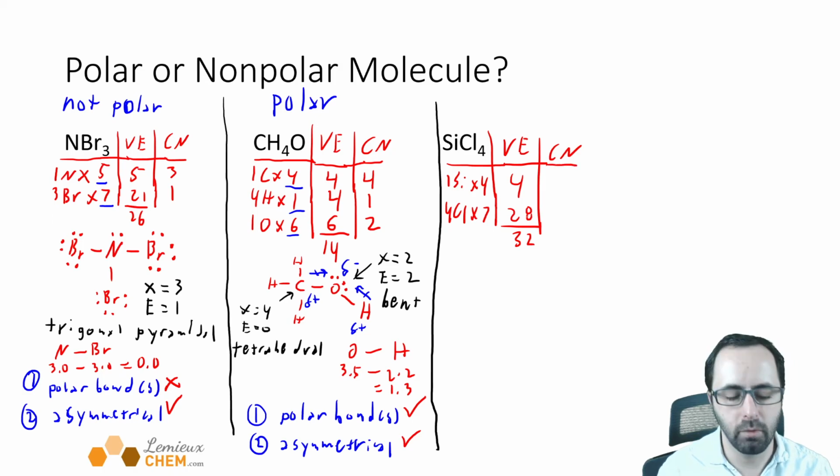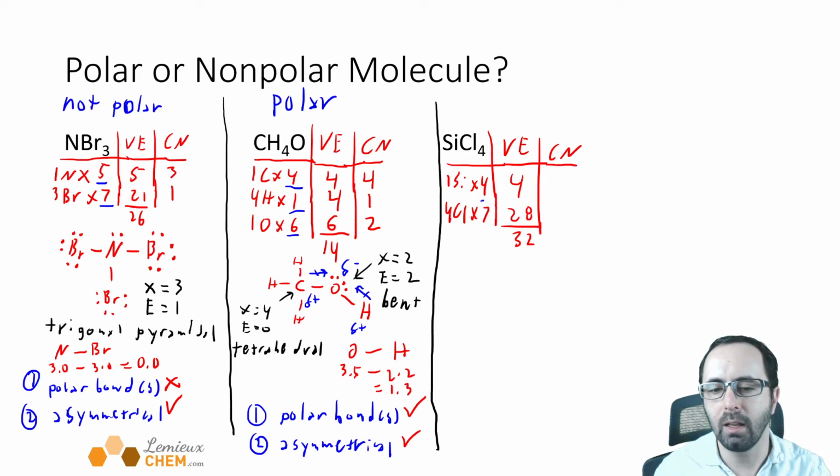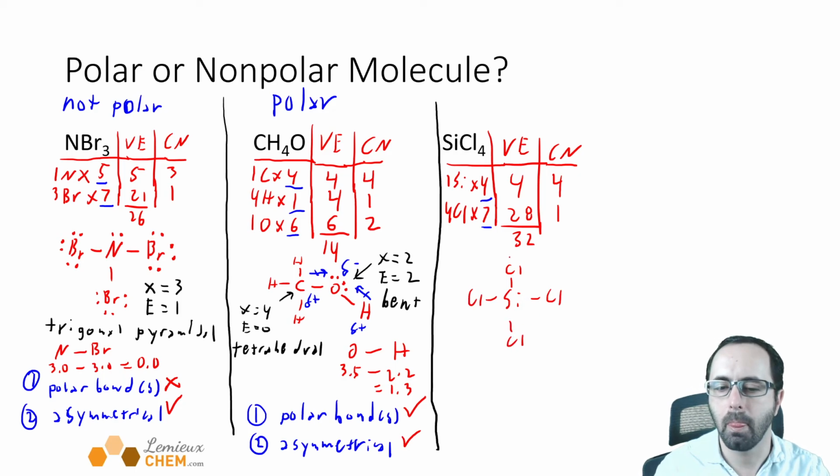And covalence number for silicon, again, we look at each atom right here. Silicon starts with 4, needs 4 more to have 8, so its covalence number is 4. Chlorine starts with 7, needs 1 more to have 8, so its covalence number is 1. For that reason, we put silicon in the middle and chlorine around the outside. And then we drop lone pairs around the outside atoms of chlorine until they all have an octet.